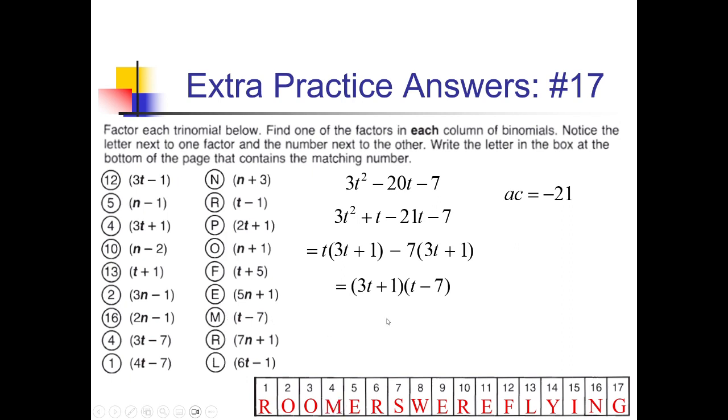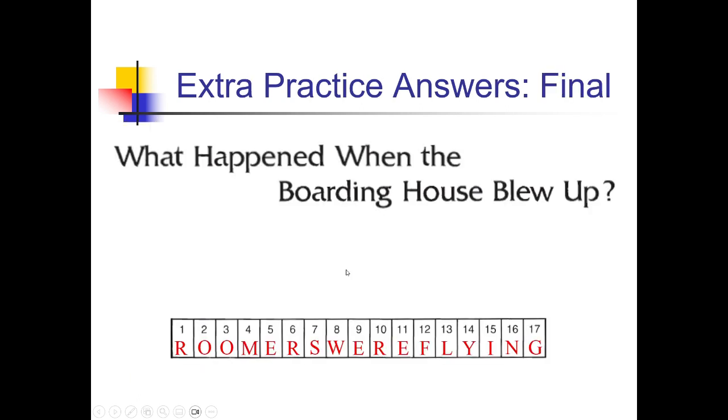And it's time to go ahead and solve the puzzle now. Okay, so just a reminder, the original riddle was what happened when the boarding house blew up. So let's go through all these letters and parse these out into some words. Let's see, we have R-O-O-M, so that's room. But this next ERS doesn't really make sense as a separate word, so maybe roomers, like people who are rooming there, roomers. Okay, let's try it. Roomers, W-E-R-E, I think that's the end of the next word because that spells out were. And then F-L-Y-I-N-G. So I was right earlier, it was flying.